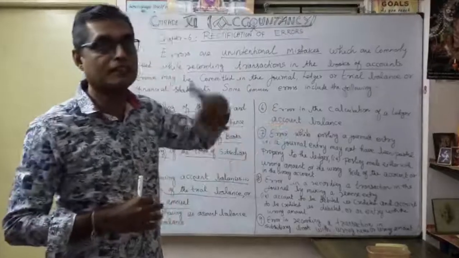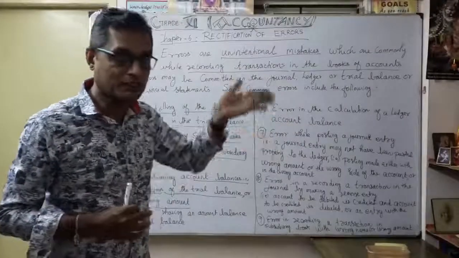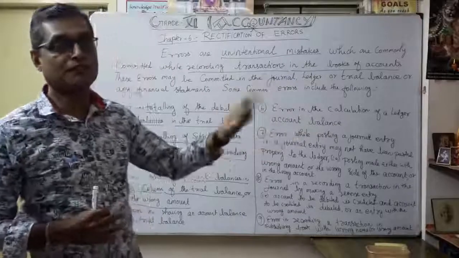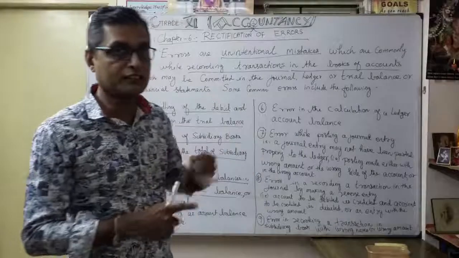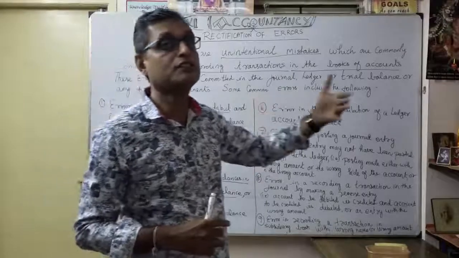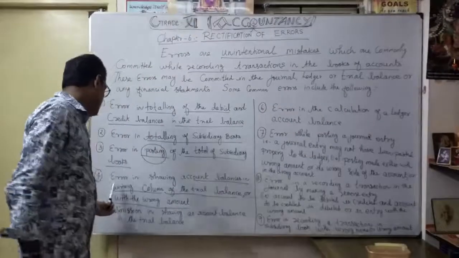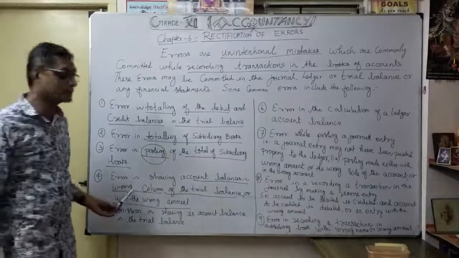Instead of debit, you enter it in the credit column, and that too in the wrong amount. For example, the furniture amount is around 15,000, but we wrongly entered it in the credit column, and that too as 20,000. You understood the example. That's the fourth one. It's a very important possibility.